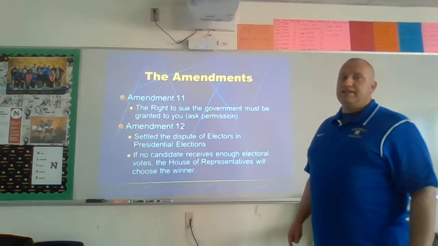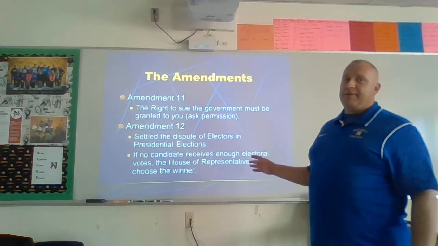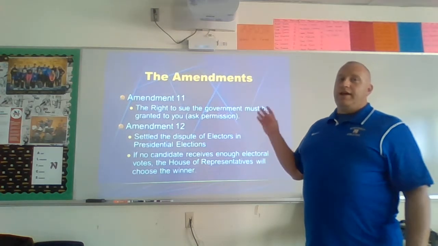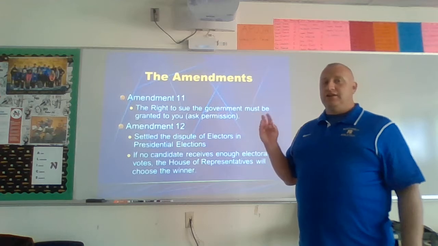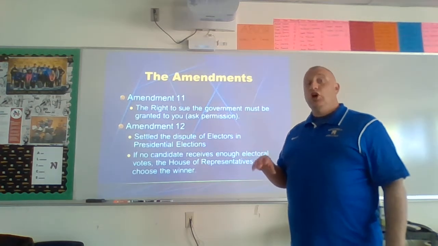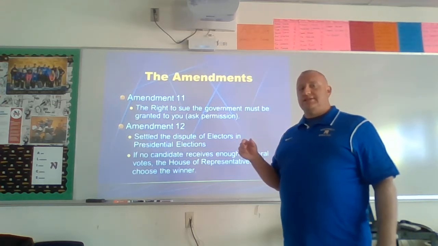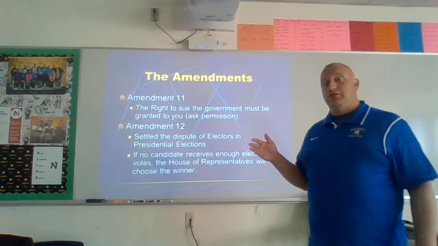Amendment 12 is a presidential election amendment. This settled an issue that happened back in the election of 1800 when Thomas Jefferson was running against the incumbent John Adams. John Adams, who had won the presidency in 1796, was up for re-election in 1800. He lost to Thomas Jefferson the second time around. Well, Thomas Jefferson becomes the third president of the United States.